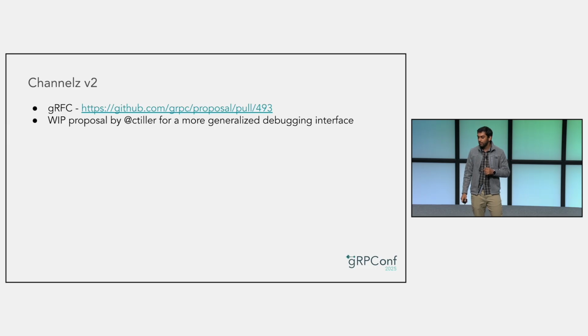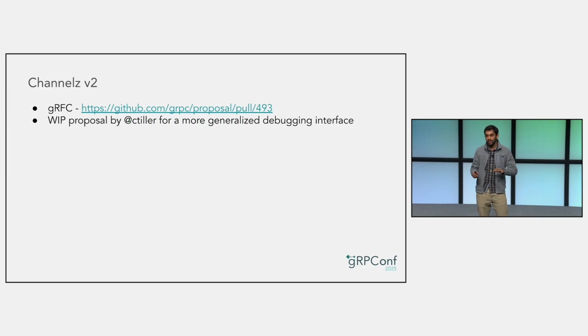We also have a work-in-progress gRFC for channelz v2 that Richard mentioned earlier as well. And the aim is to make channelz more generalized so that the relationships between the various nodes are more loose, and so that we can record more types, not just servers, channels, subchannels, and sockets. Note though, this is still a work in progress, so not a done deal yet. So please keep posted on the gRFC.